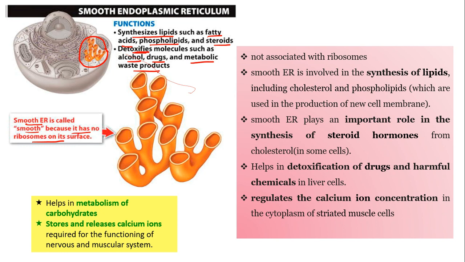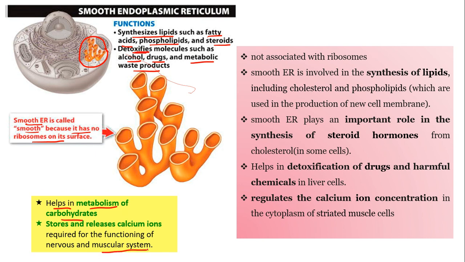So to eliminate these waste products or to neutralize the effect of these waste products, the smooth endoplasmic reticulum comes to play a very important role. And then other important functions: it helps in the metabolism of carbohydrates.